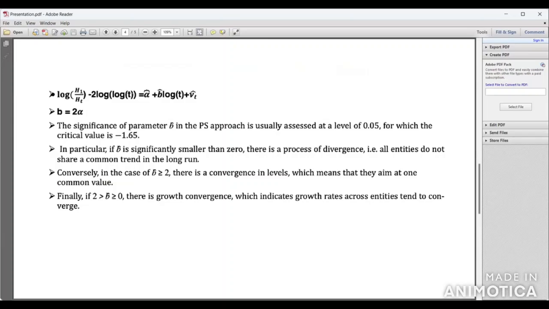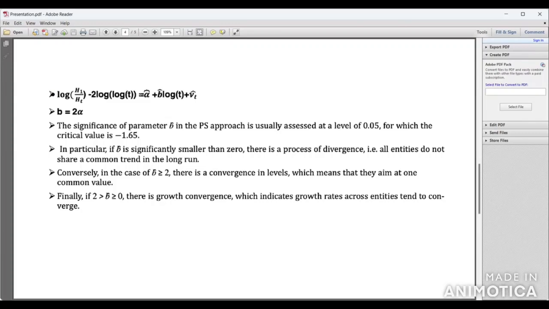Long story short, this Phillips-Sul technique is also called the log t regression. Whatever program we are running, the final equation which gets estimated is this highlighted one, log(H1/Ht) minus 2 log t. Based on this, we say whether the particular entities, let's say countries or states, are converging or not converging.